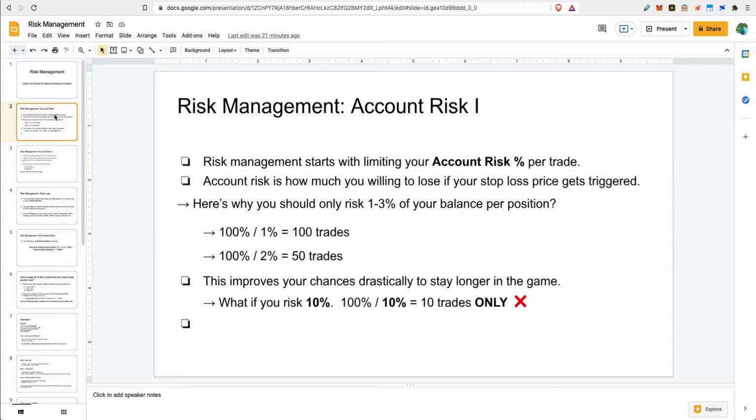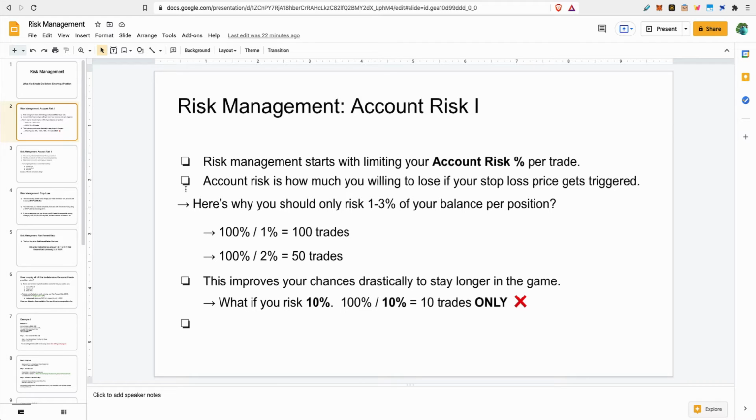Someone might ask me, hey, 1% of 1,000 is $10. What the hell am I going to do with $10? I want to point out that account risk is not your buying size. It's how much you are going to lose if your stop loss is triggered. I'll talk more about that point in the next slides, but I just want you to understand that account risk is the amount that you're going to lose when your stop loss is triggered.